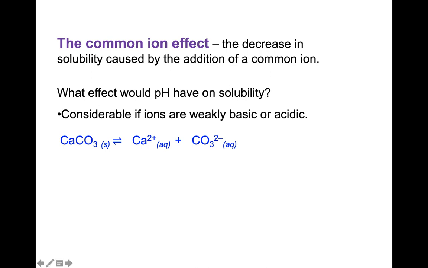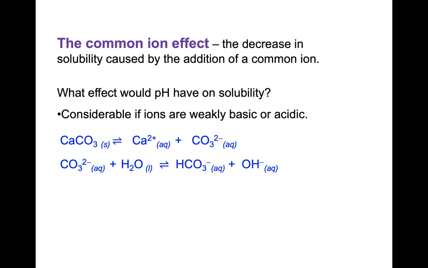So let's think about these ions that are formed when calcium carbonate dissolves. So calcium ions and carbonate ions. So we may recognize that carbonate ion is a weak base. So when it is dissolved in water, it will set up an equilibrium with its conjugate acid, bicarbonate or hydrogen carbonate ion, and hydroxide ion. Right? It's weakly basic. It makes hydroxide ion in solution.